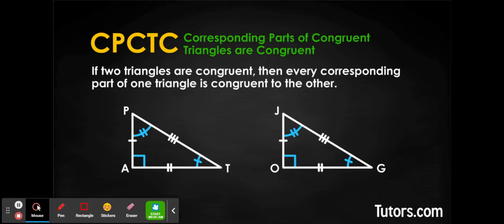All right, CPCTC, our favorite video. Remember, if you were able to prove that the triangles are congruent, then we know all those corresponding parts are congruent to each other. The corresponding angles in those same relative positions and the corresponding sides.